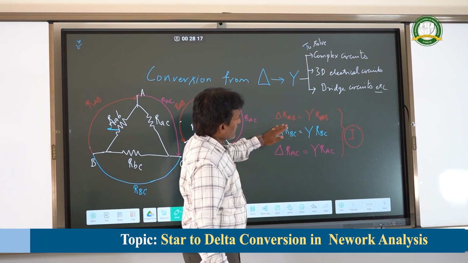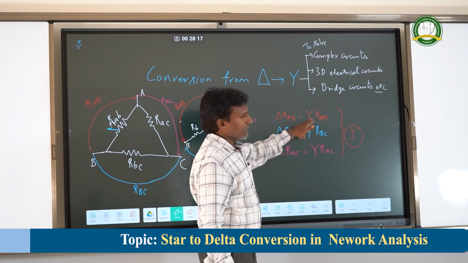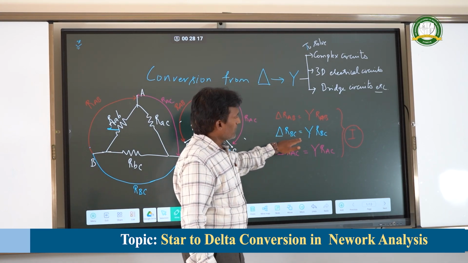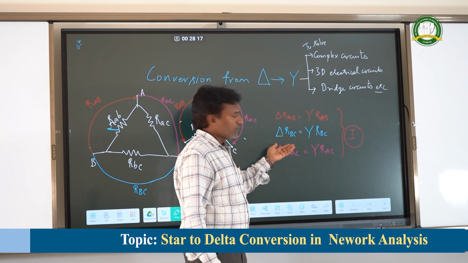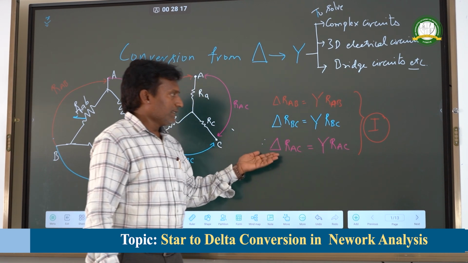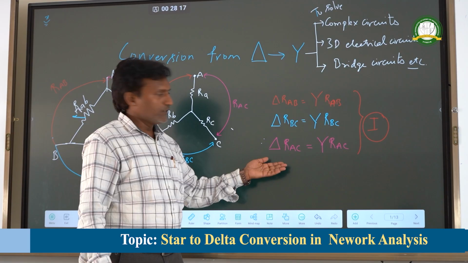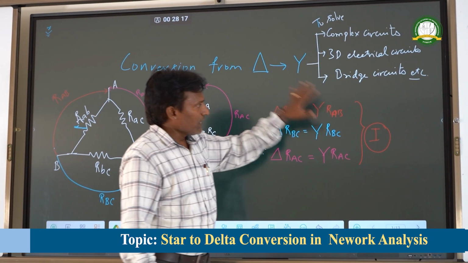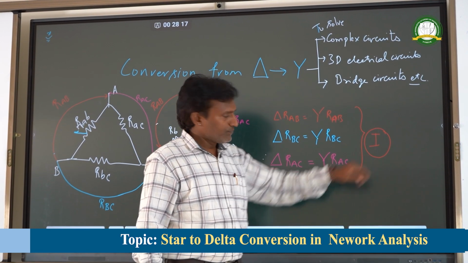Delta terminal effective resistance RAB is equal to the effective resistance across star RAB. Similarly, delta RBC will be equal to star RBC. The effective resistance across BC in the delta circuit is equal to the effective resistance across star BC, and delta RAC, the effective resistance across AC in the delta circuit, is equal to the effective resistance across star RAC. That is what I have shown here. I have taken these equations as equation number 1.